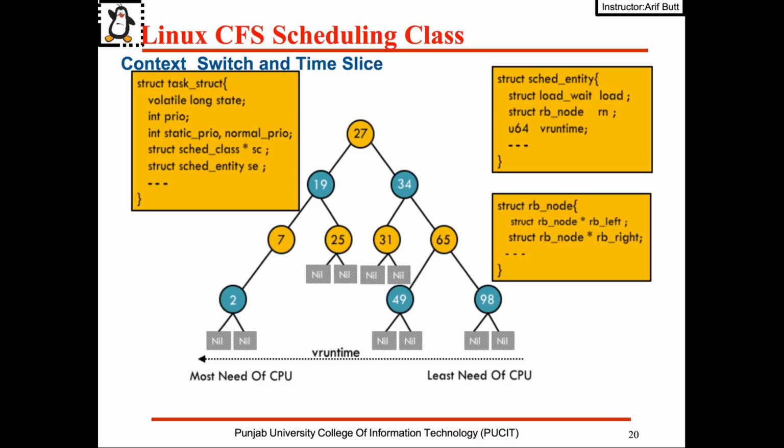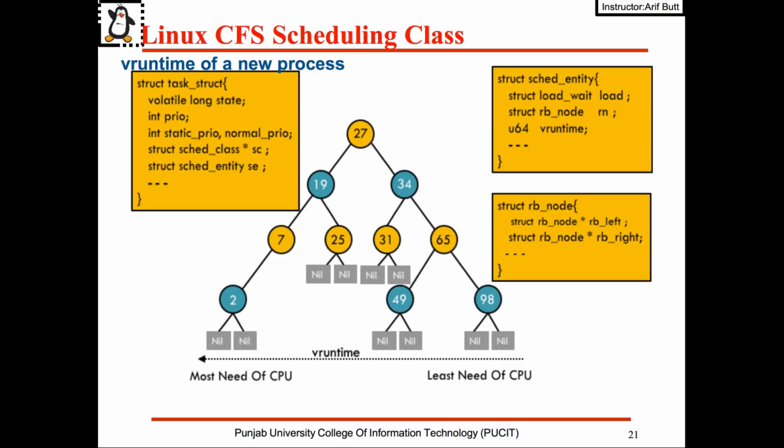So what is the vruntime of a new process? Well, dear students, CFS keeps track of the minimum vruntime value among all processes in the tree. Whenever a new task is created, this value is given to it so as to give it a chance to schedule quickly and to achieve a good response time.